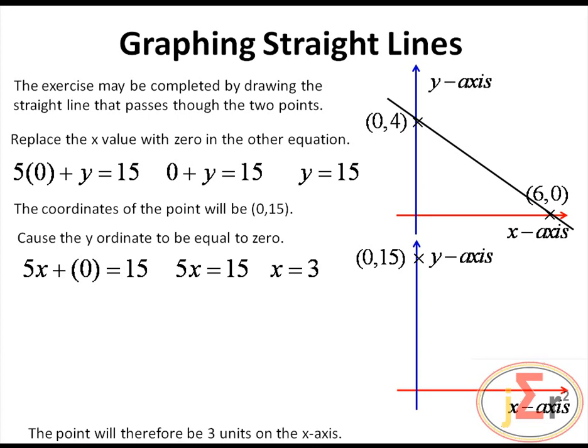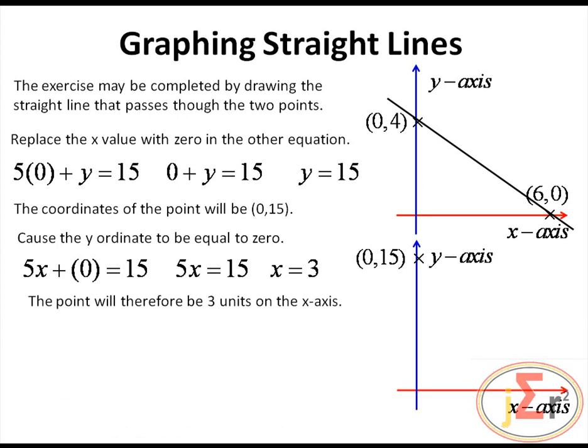So x is equal to 3. So there we're going to have that point, and it's going to be on our x-axis like that. So draw the line through the 2 points. So there we have it. These lines are quite popular when working with linear programming, topic number 30.